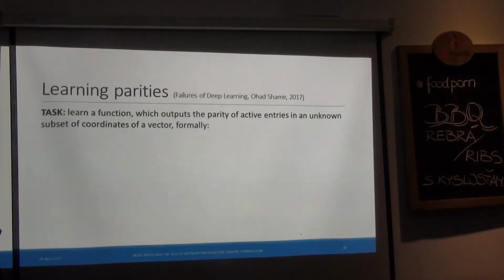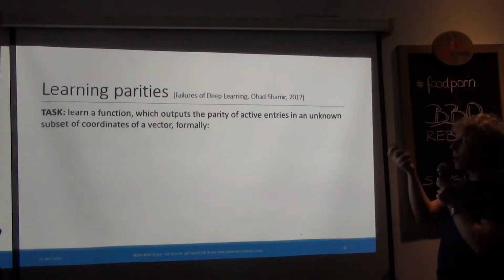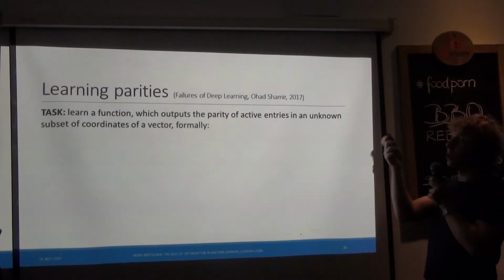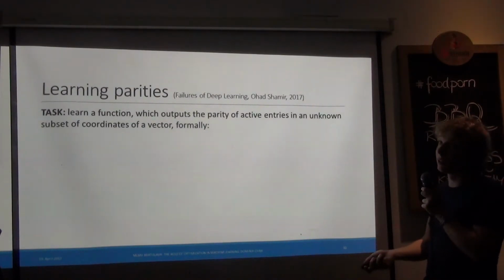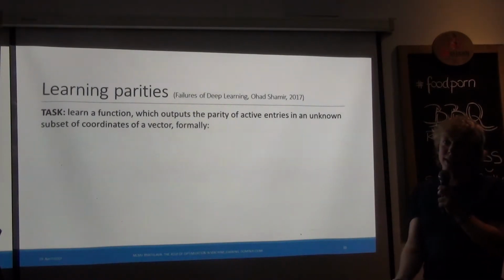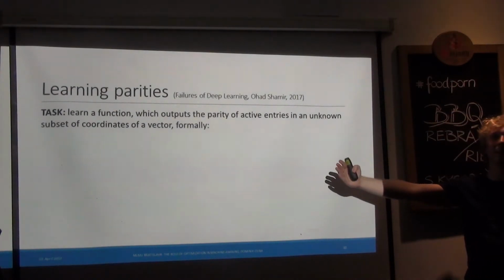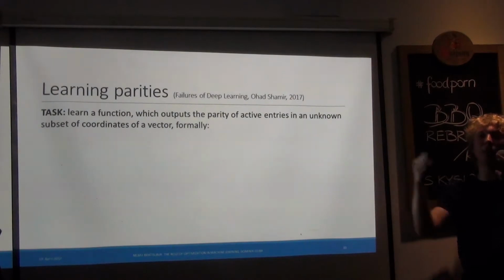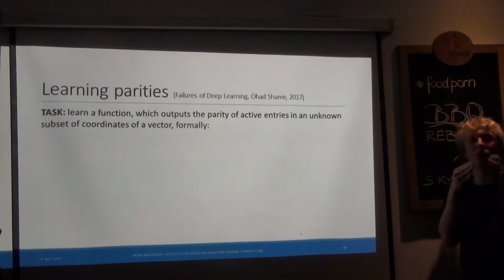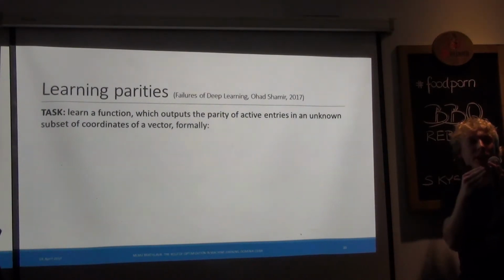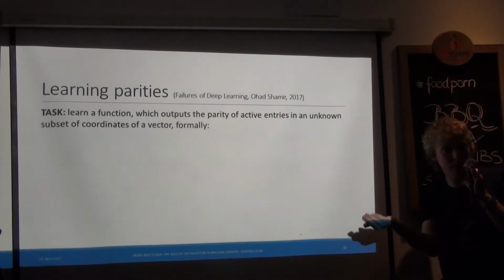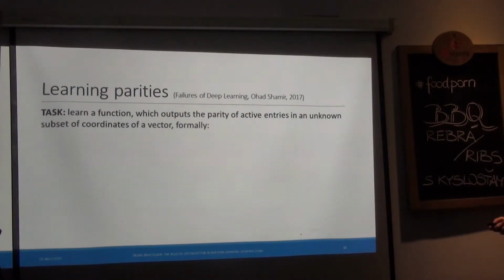So the idea is to learn a function which outputs the parity of active entries in an unknown subset of coordinates of a vector, which sounds super complicated, but basically you have a binary vector, you look at just some of the entries and count how many of them are active, and you take the parity, either an even or odd number of entries.